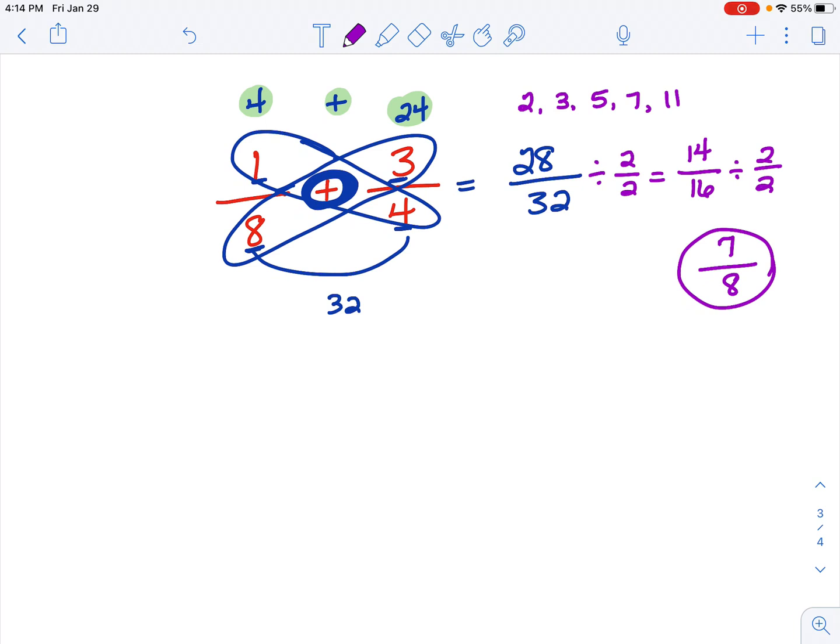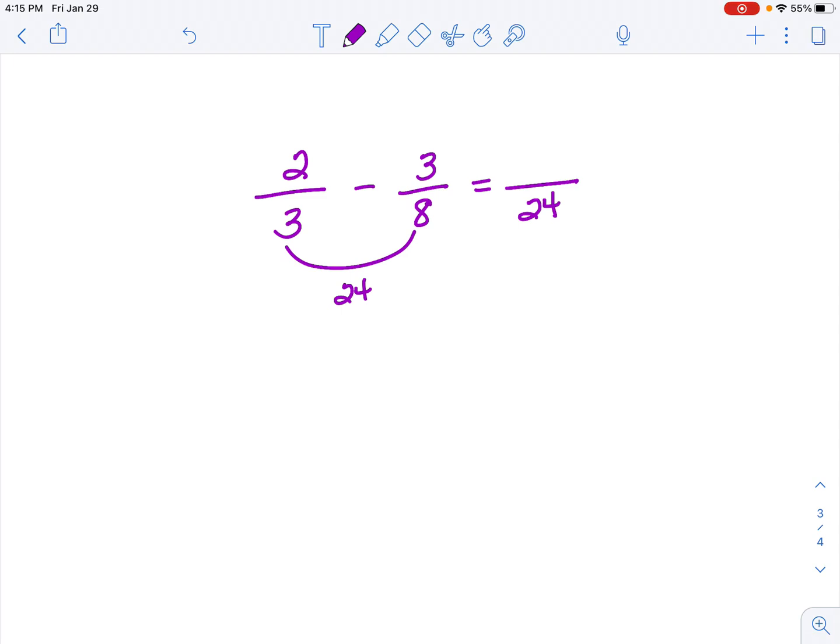You do the same thing if it's subtraction. So let's do 2/3 minus 3/8. Okay, so I do this first. 3 times 8 is 24. So I keep that denominator 24.